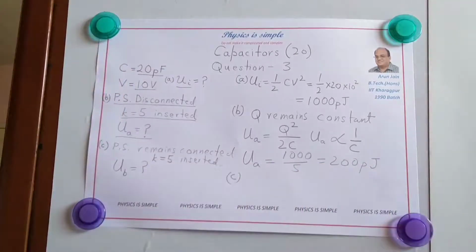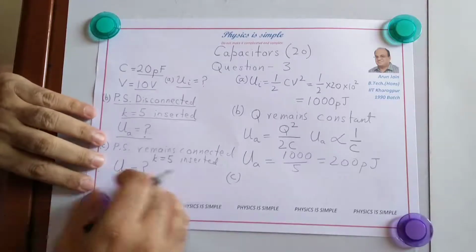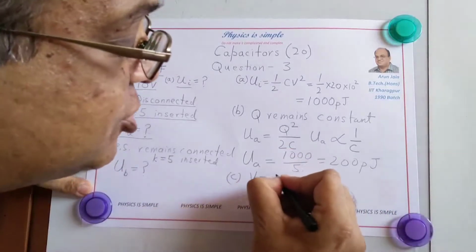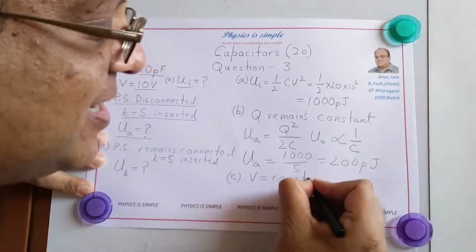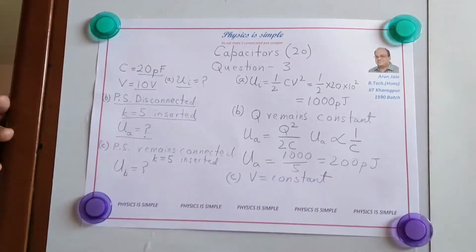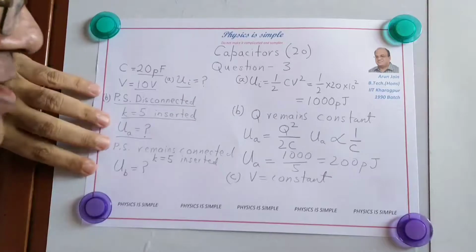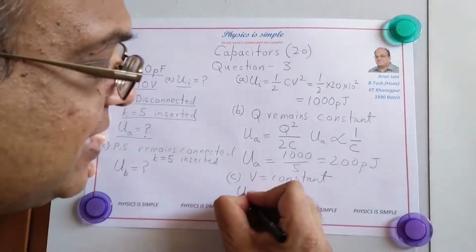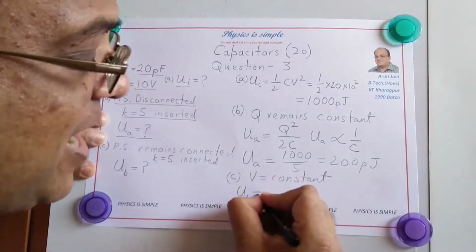In the C part, the battery remains connected. If the battery remains connected, V will be constant. The job of a battery is to maintain a constant potential difference across its terminals. So as long as the battery is connected, V will remain constant. And if V remains constant, then the potential energy will be given by half CV square.